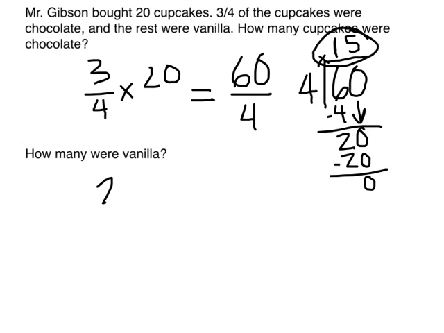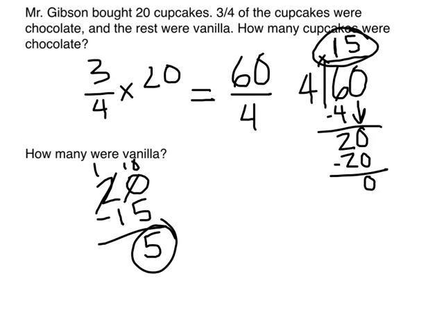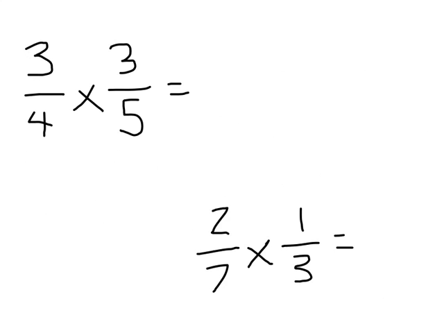If I know there were 20 total cupcakes, and 15 of them were chocolate, how could I find the number of vanilla cupcakes? I need to subtract to find how many are left over. What's 20 minus 15? Well, when I subtract 20 minus 15, I get 5. There were 5 vanilla cupcakes.